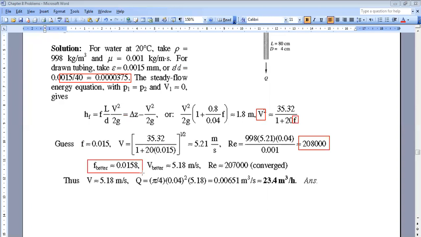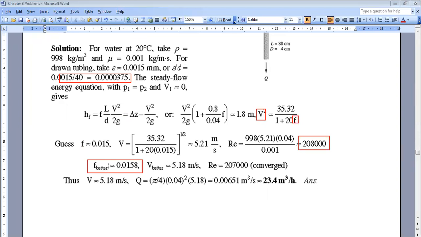The new f I find comes out 0.0158, very close. Okay. Now, if you want, here I do the difference. It should come out less than 10%. So I can stop if my criteria, let's say, is 10%. Okay. I think it comes out close to 5%. So it's fine. It's okay for me. So I can stop here and I say I reached convergence.